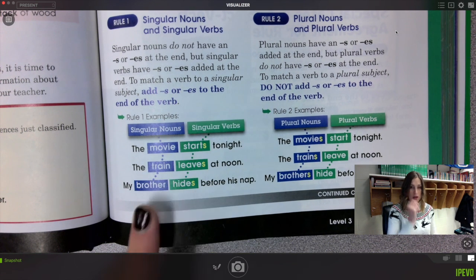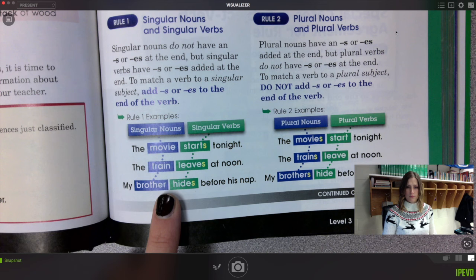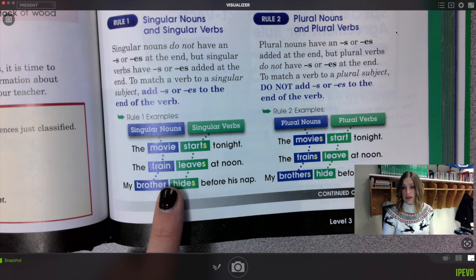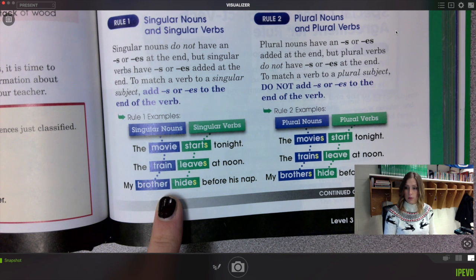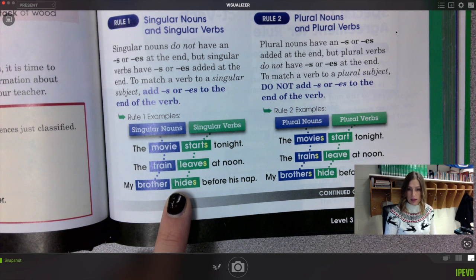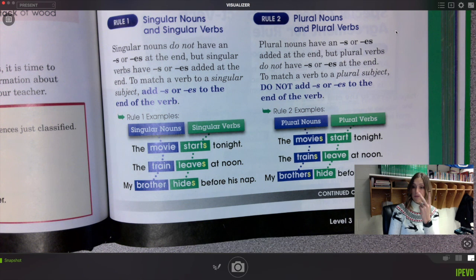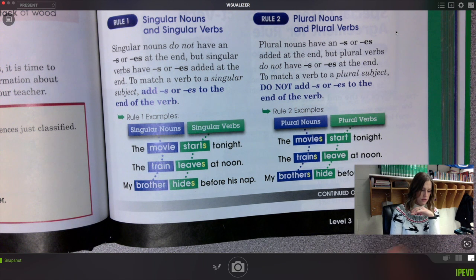Same here. The train leaves at noon. Train leaves. The leaves has an S at the end. And at the bottom, brother hides. Okay, brother, singular, hides, singular as well. Hides has an S. We're going to flip it when we have plural nouns and verbs.